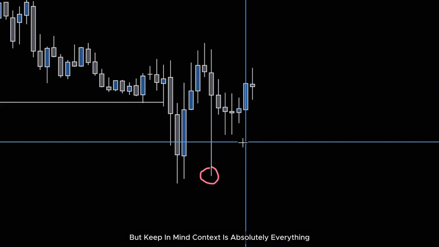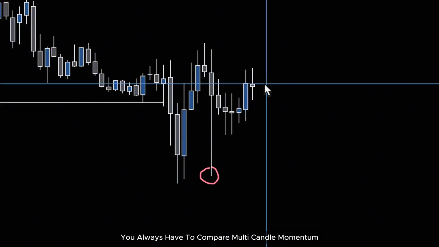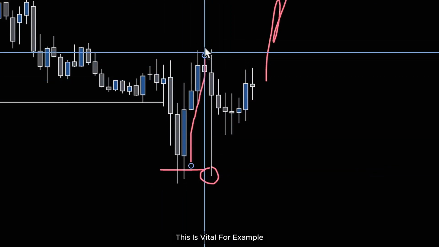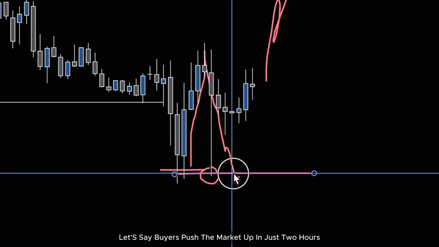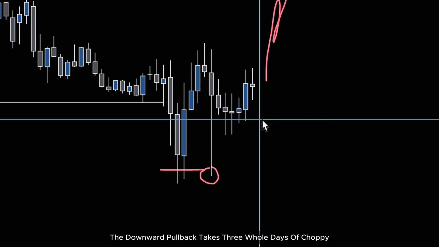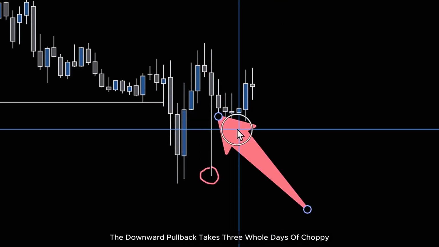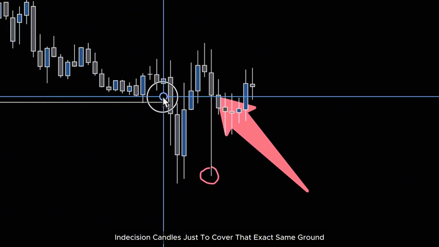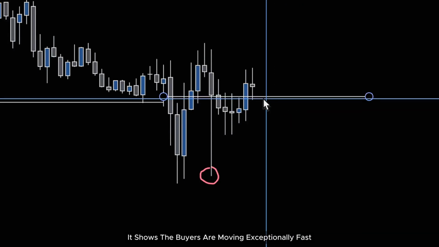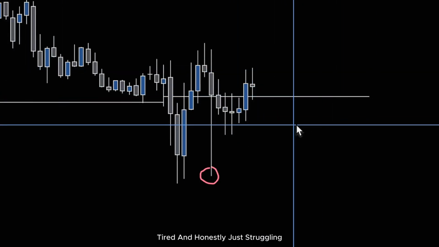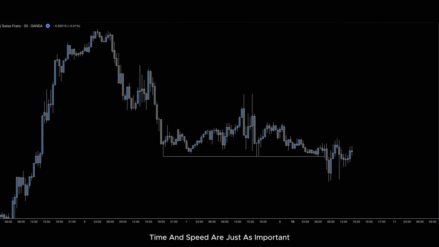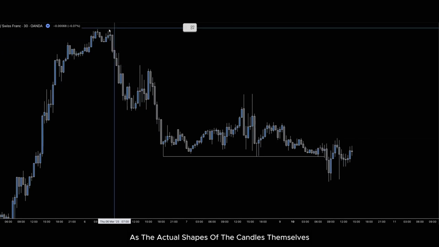But keep in mind, context is absolutely everything. You always have to compare multi-candle momentum. This is vital. For example, let's say buyers push the market up in just 2 hours, leaving these massive, fast strength candles. But then, the downward pullback takes 3 whole days of choppy, slow, indecision candles just to cover that exact same ground. What does that tell you? Well, it shows the buyers are moving exceptionally fast, while the sellers are weak, tired, and honestly just struggling. The buyers clearly dominate the broader picture here. Time and speed are just as important as the actual shapes of the candles themselves.